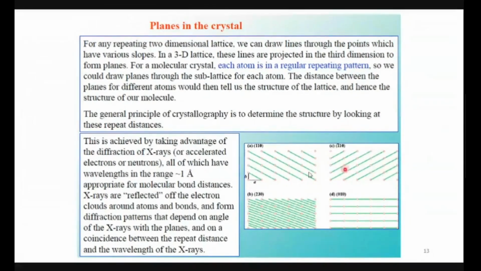It is the same thing. Observe that these are all the same crystal structures, but we are drawing lines in a different manner.